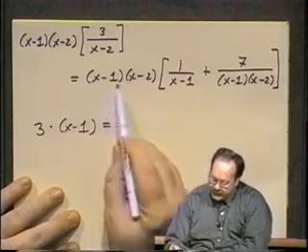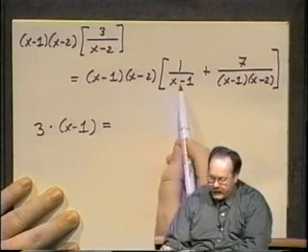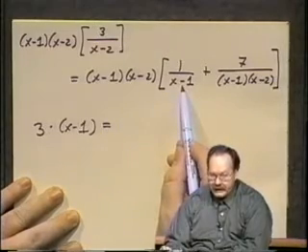Over here, x minus 1 times x minus 2 times the first term, the x minus 1 over x minus 1 cancels.